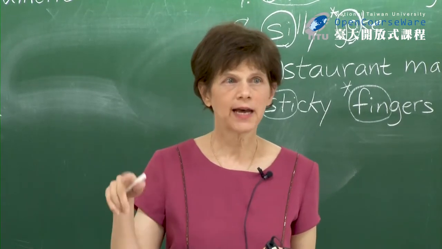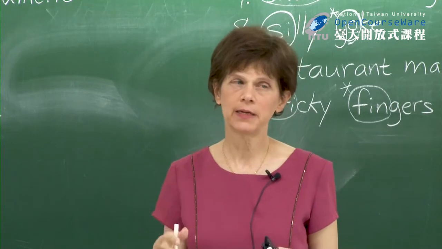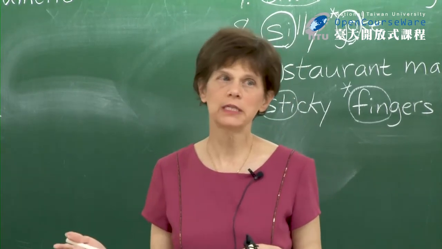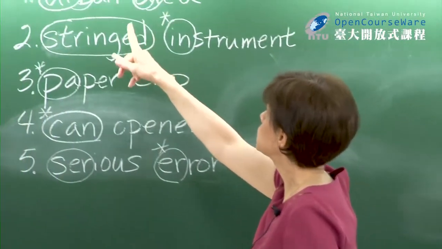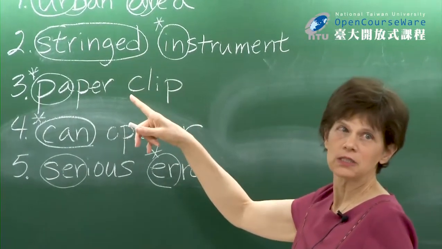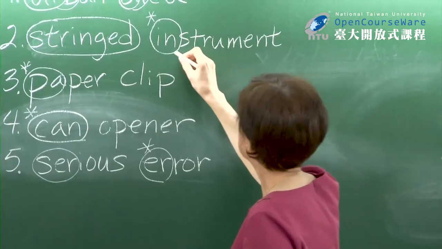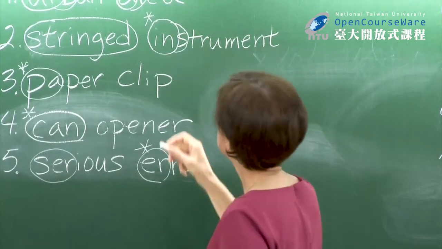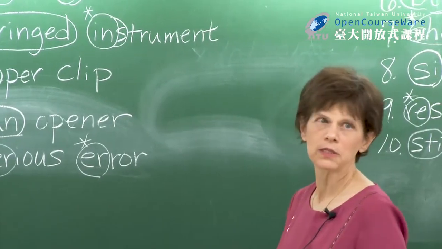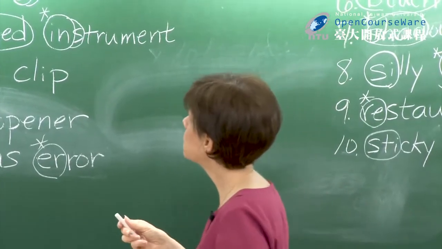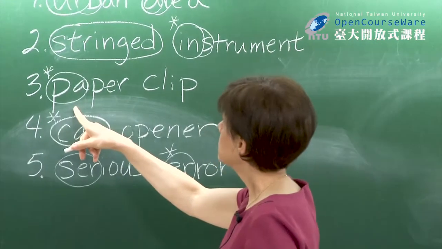So, if it's got ing, you have to decide, is it a participle or is it a gerund? If it's a gerund, it's a noun. If it's a participle, it's an adjective. So, stringed, as long as it has ed, it's an adjective. Instrument, if you put an S in there, that's okay. Instrument, instrument, both are fine. But going as far as inst is too much, not okay. Anything after the T is not allowed. All right, how do we say this?